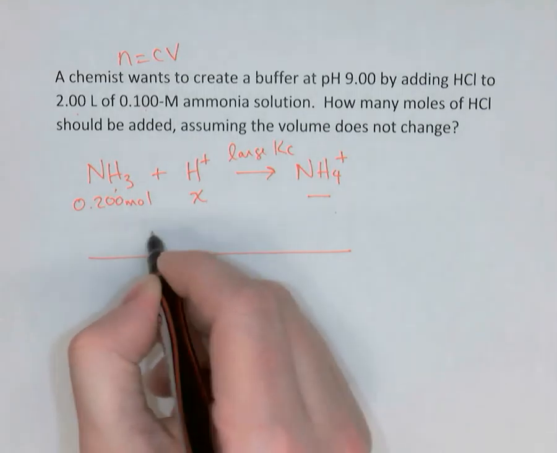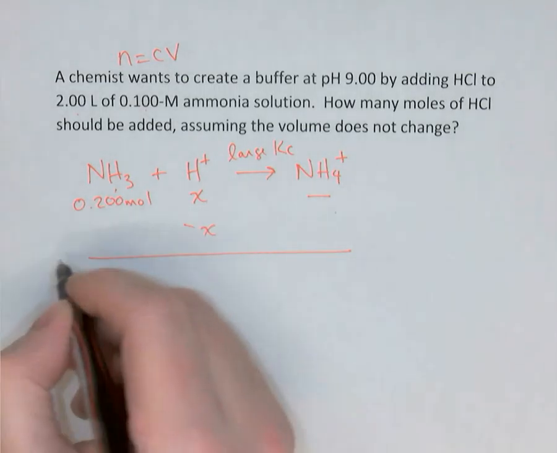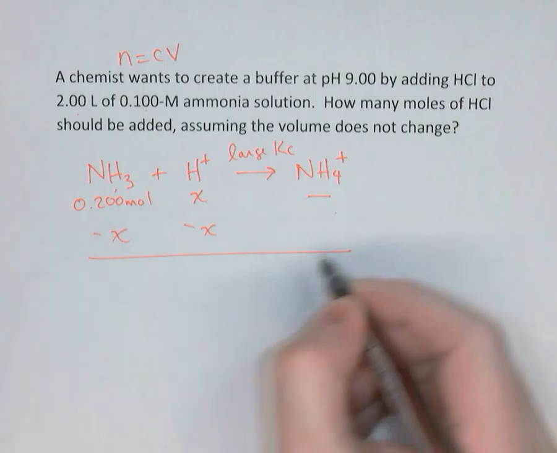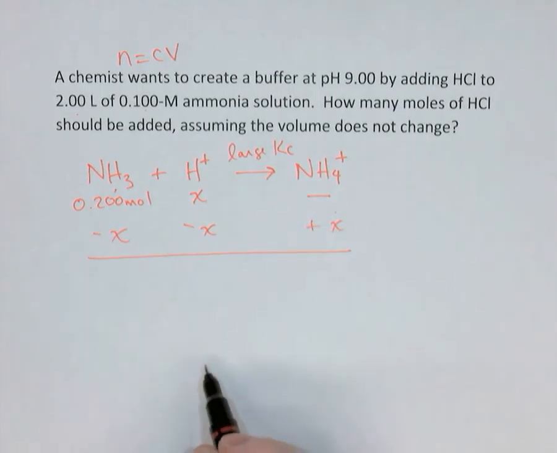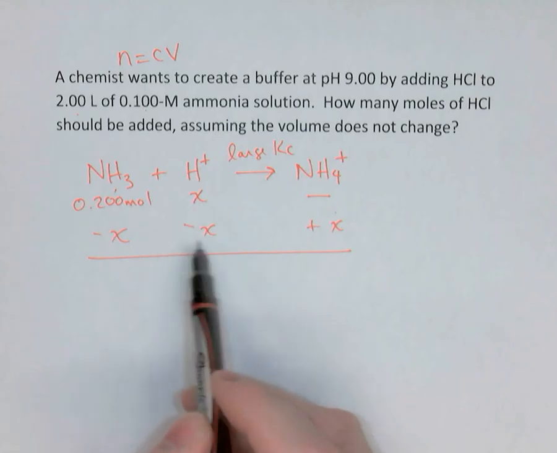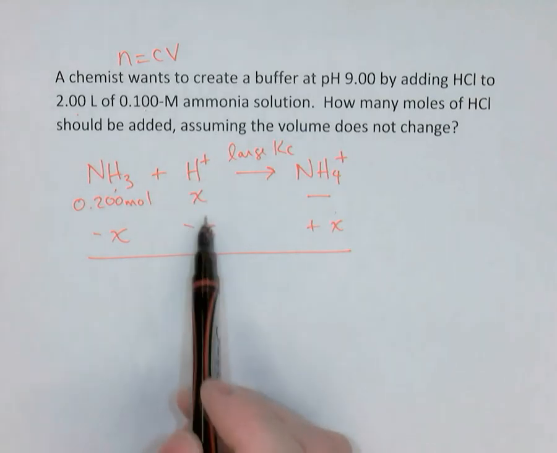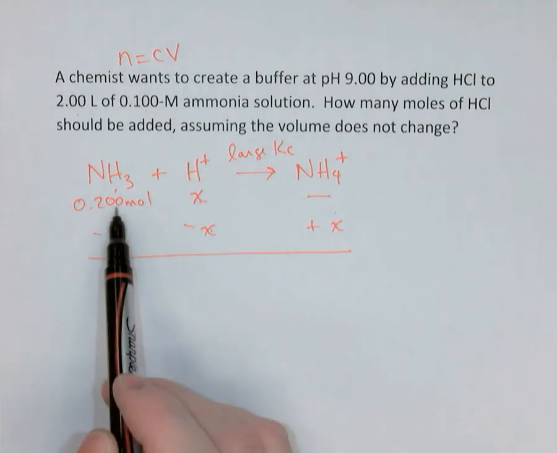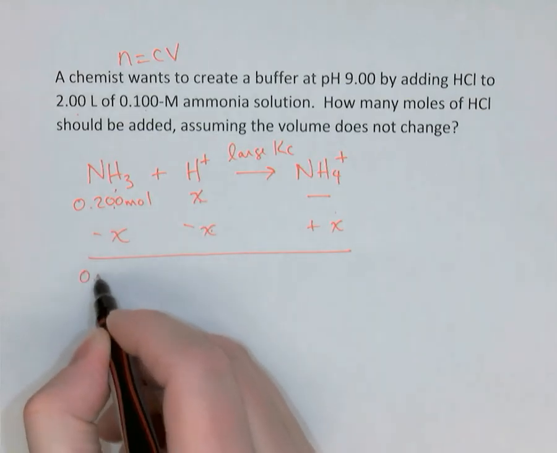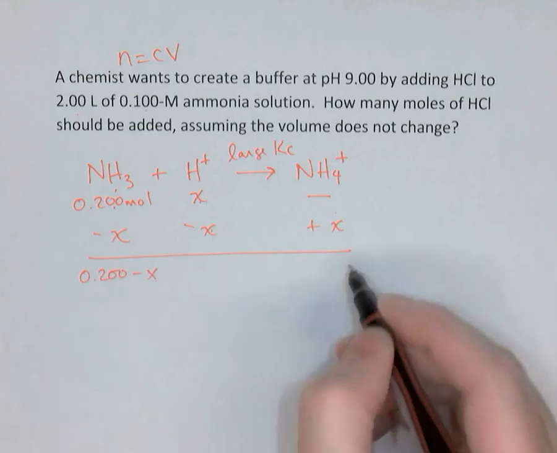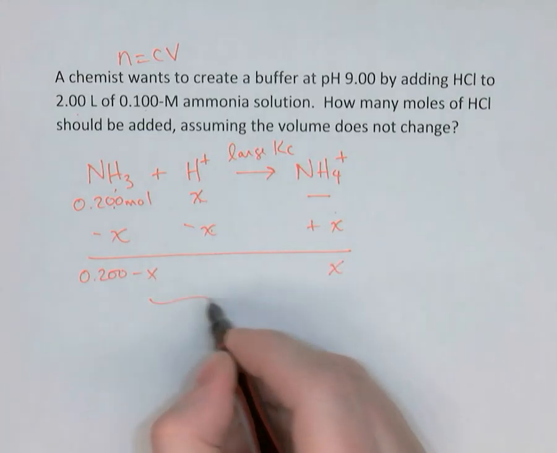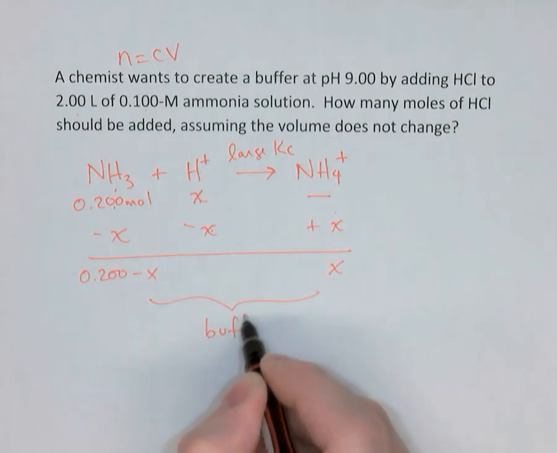The reason that's important is because we can say this loses everything, this loses X, and this gains X. The reason I'm losing all of this is because we're not going to add so much X that it's going to be greater than this number. We want X to be smaller than 0.2. So we'll end up with 0.2 minus X and X. And there is our buffer.